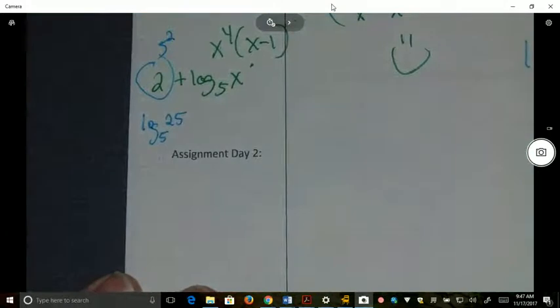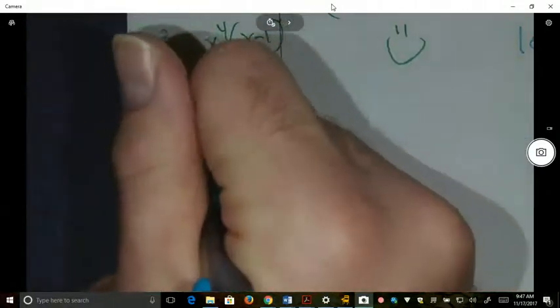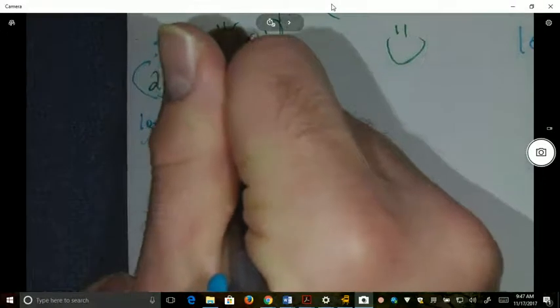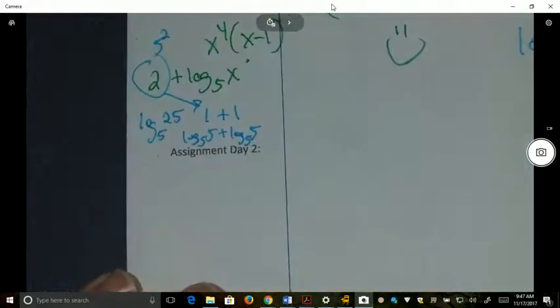5 squared is 25. Now, I've also had people who have separated. They're like, I don't want to think about exponents. Then write it as this. 2 is really 1 plus 1. Now I can do log base 5 of 5 plus log base 5 of 5. I think that's more work, but you can do it that way.